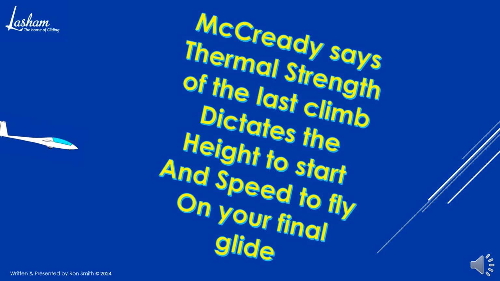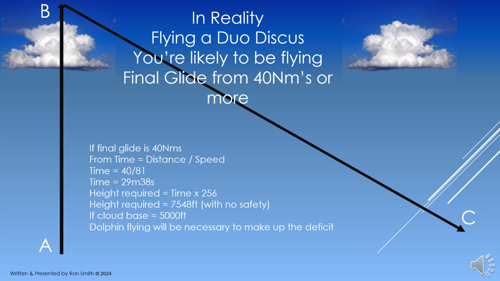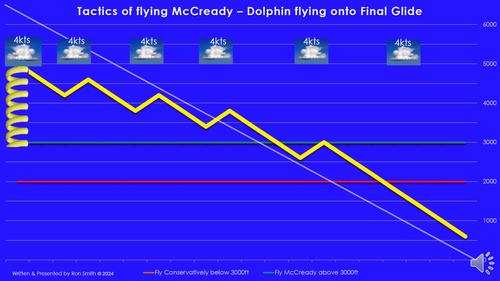McCready says thermal strength of the last climb dictates the height to start and the speed to fly on your final glide. In reality, we're going to be final gliding from far greater distances than 20 nautical miles. Here are the figures for a 40 nautical mile final glide. As you can see, dolphin flying will be necessary, unless of course you can cloud climb. Left of the diagonal white line is below glide, right of the diagonal white line is above glide.